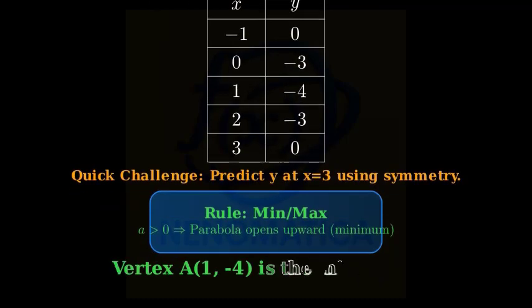From y equals the quantity x minus 1 squared minus 4, the vertex is at (1, -4), which is a minimum. Step 4. Graph the parabola.